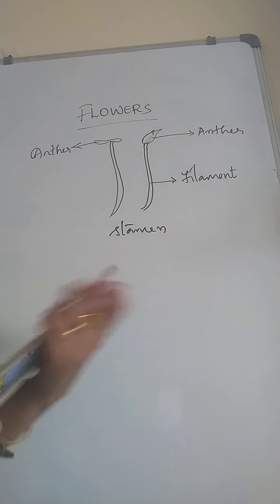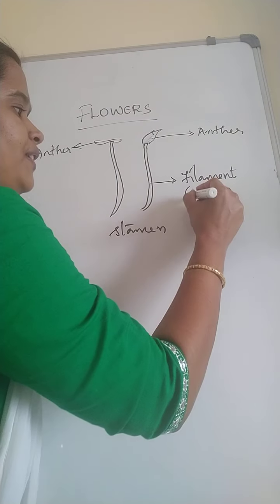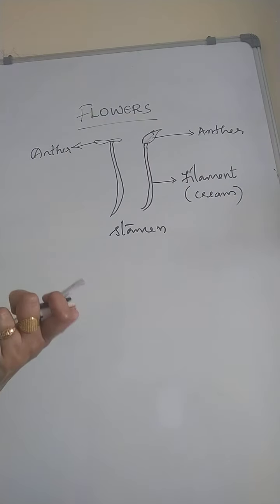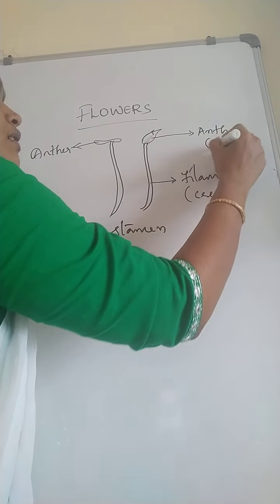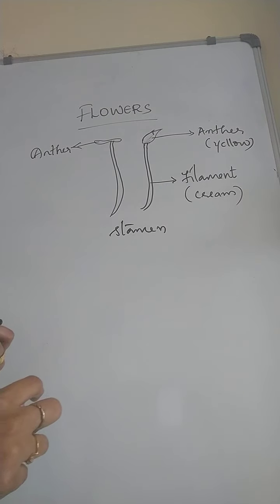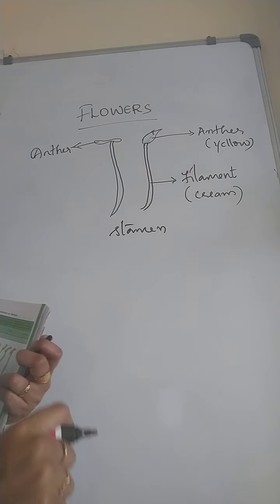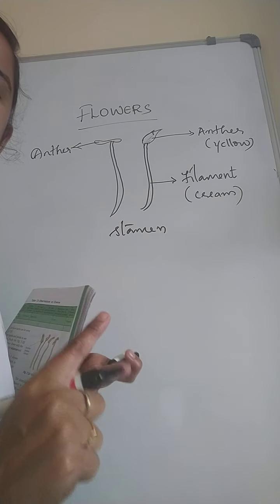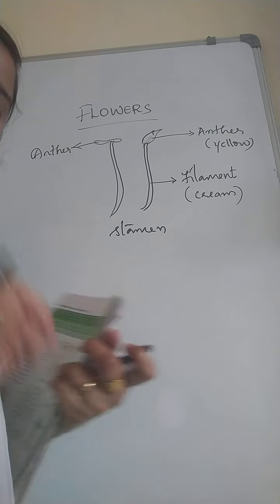The color of the filament is cream color. Okay. And the color of the anther is yellow color. The color of anther is yellow and the color of filament is cream. This you can see in the hibiscus flower. Okay. Once I get a hibiscus flower, I will explain that and I will send you the video.